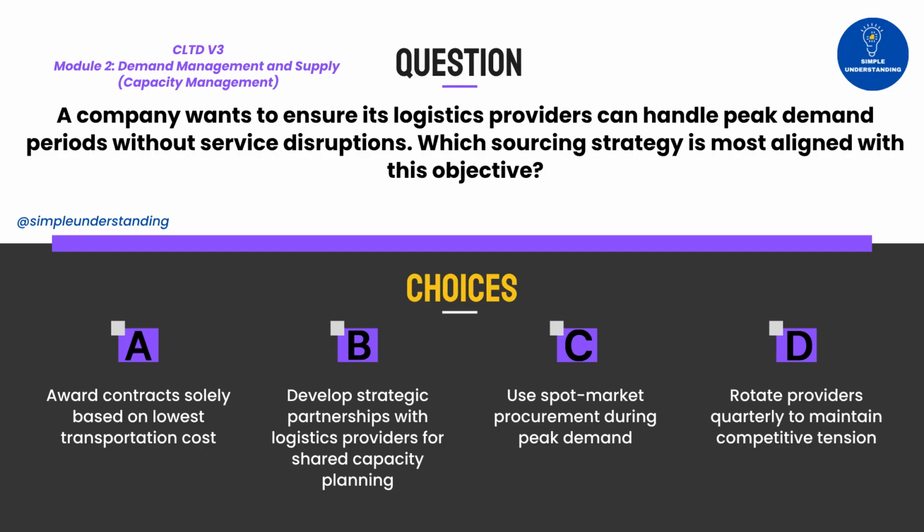A. Award contracts solely based on lowest transportation cost. B. Develop strategic partnerships with logistics providers for shared capacity planning. C. Use spot market procurement during peak demand. D. Rotate providers quarterly to maintain competitive tension.